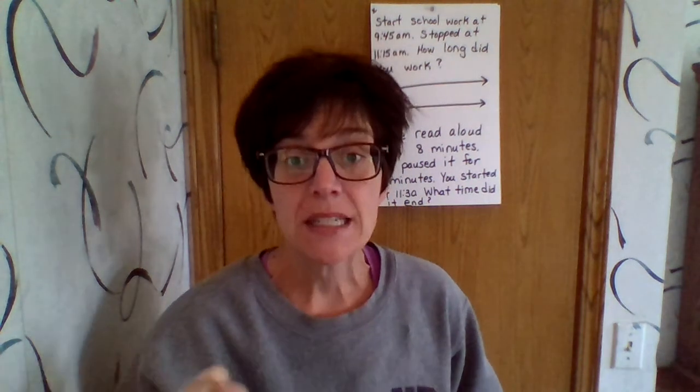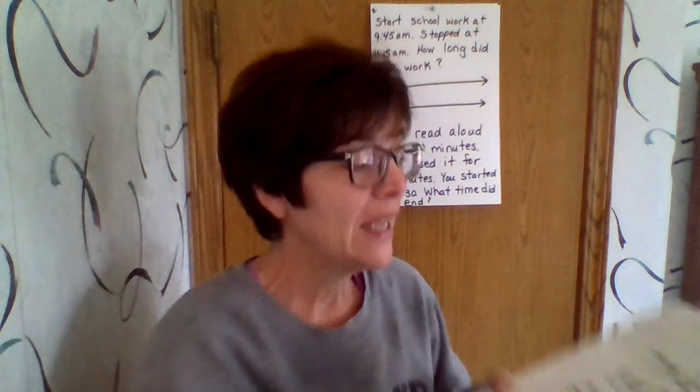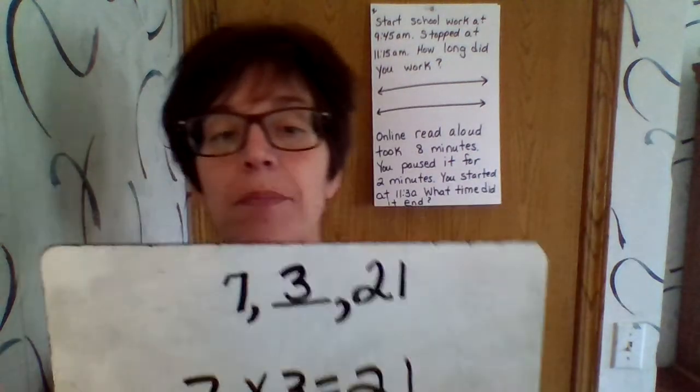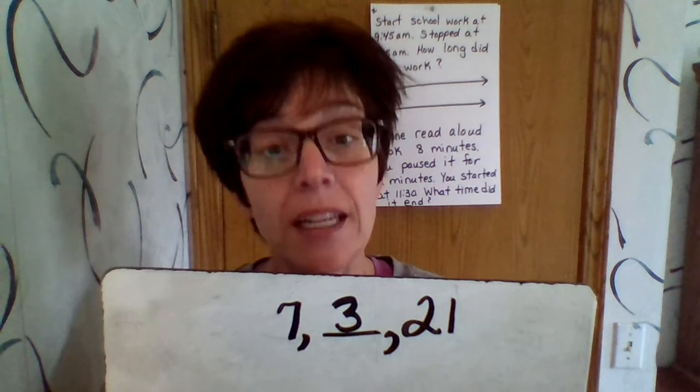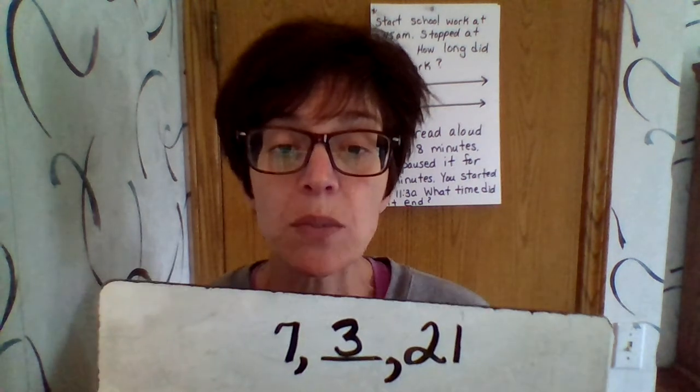So we were left with trying to find out what that other factor was. 7 times what equals 21, or turn it around into a division problem. 21 divided by 7 equaled what? And I figured out that my missing number is 3. Right, so let's check your facts with mine.